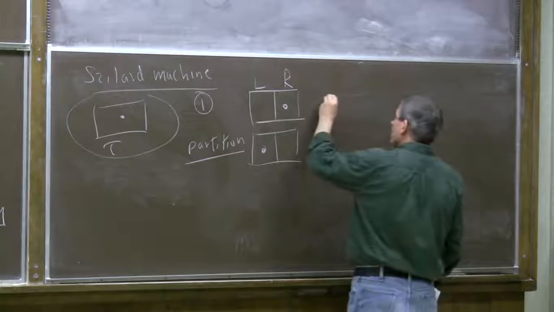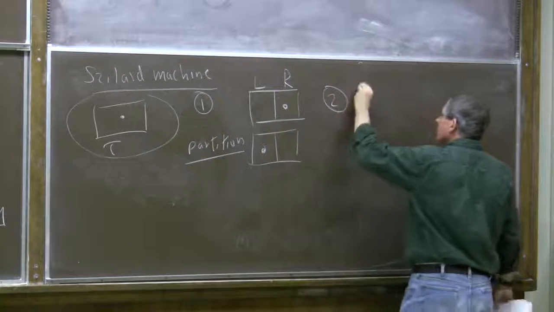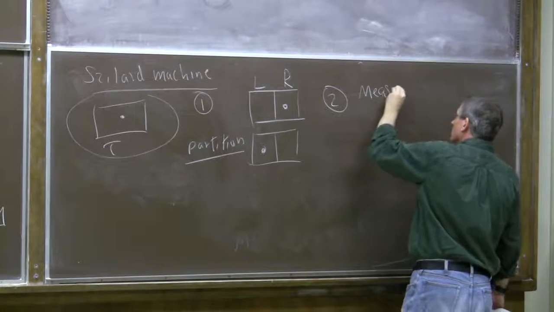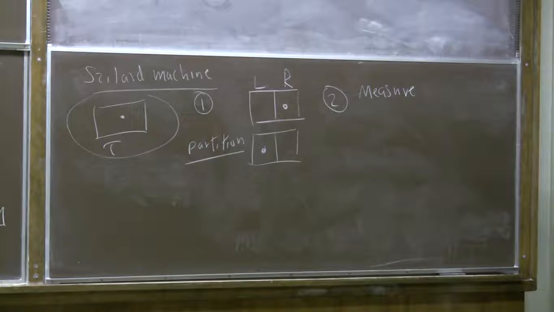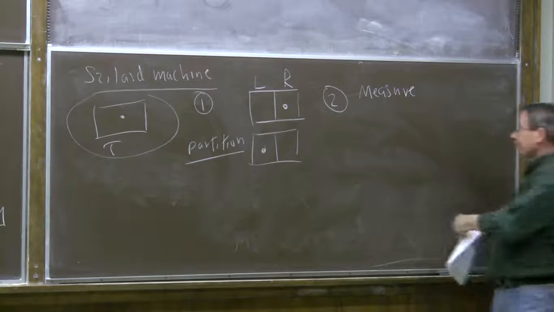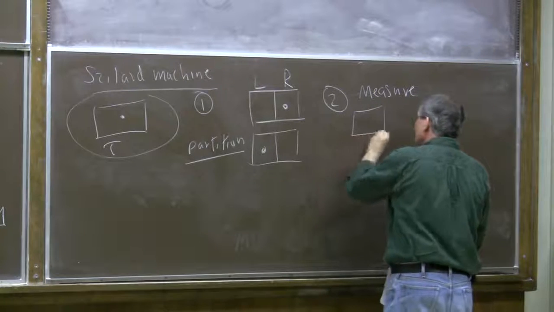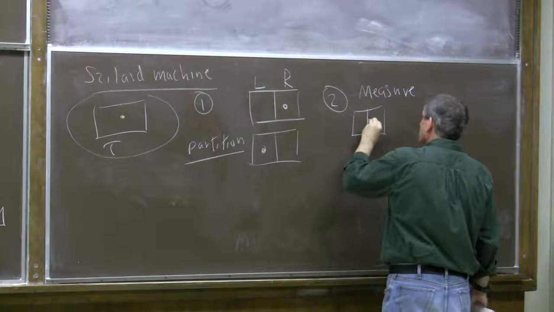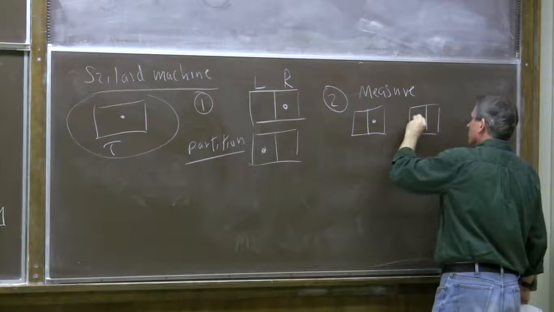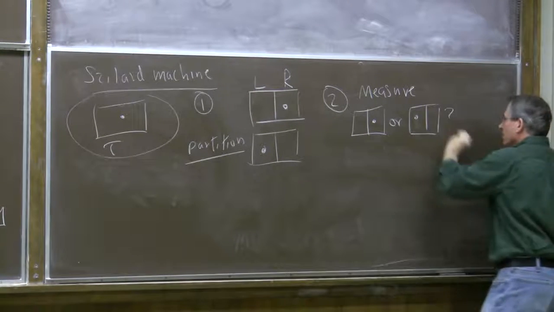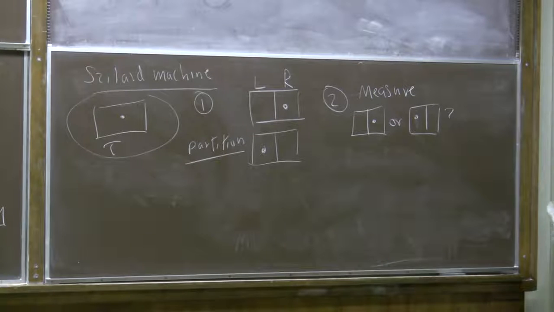So the second step is to measure. So the demon learns whether the molecule got caught on the left or the right. Which of the 2 possibilities is it? Is it stuck on the right side or on the left side? So now we know. Let's say we found out that it's on the right side.